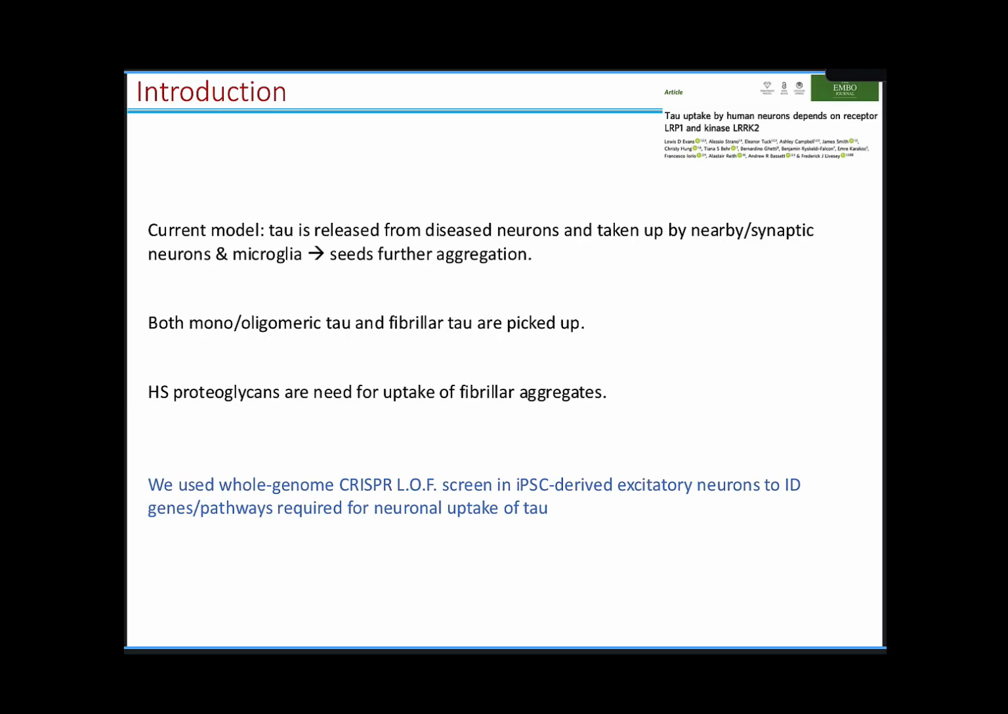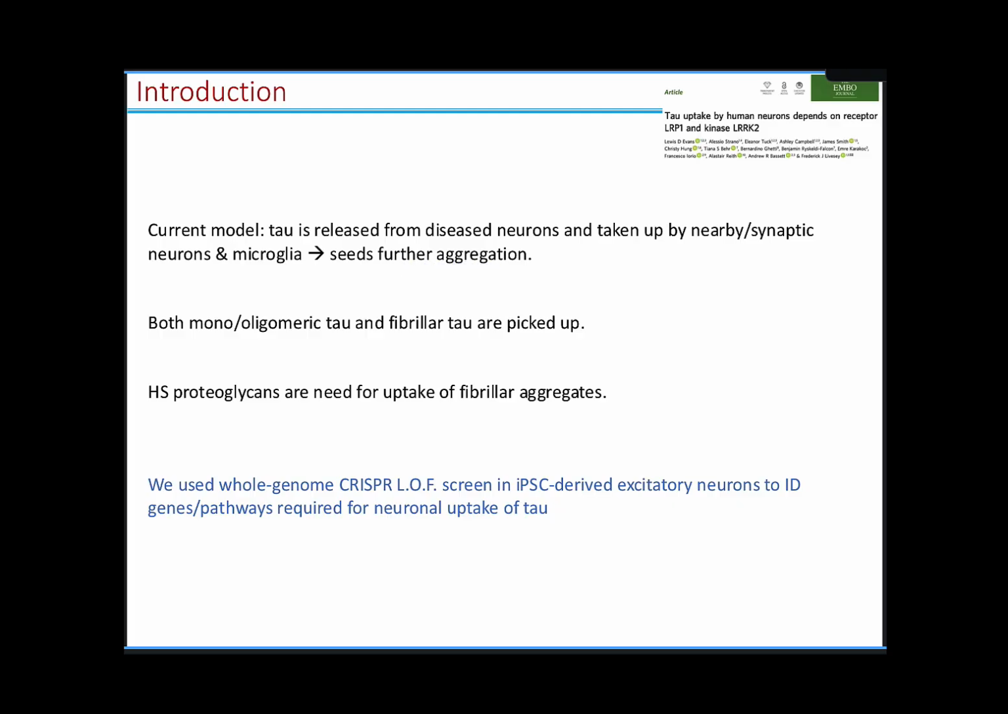And what the authors mention in the introduction is the current model for how tau contributes to Alzheimer's disease: tau is released from diseased neurons or dead neurons that burst out and release all of these tau proteins they had in them. And that released tau can be uptaken by neighboring neurons, or by microglia. And this accumulation of tau inside of neurons can serve as nucleation centers for further aggregation.